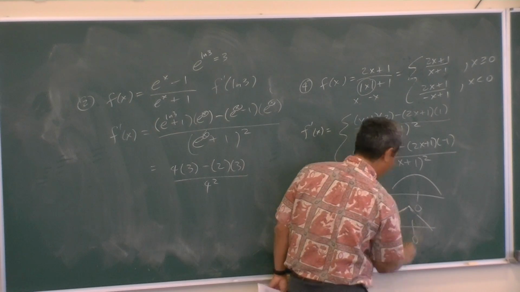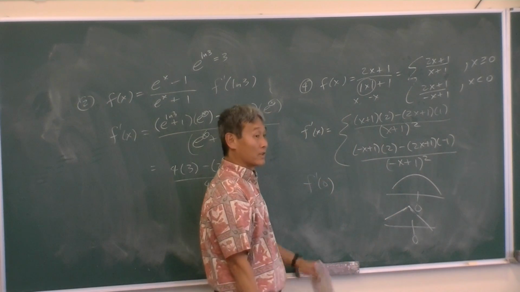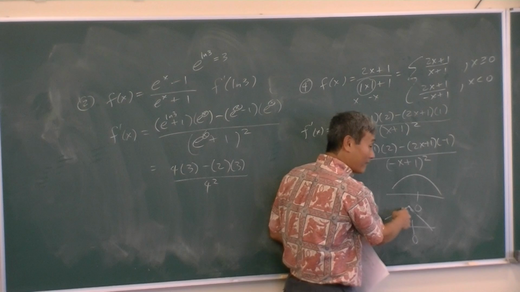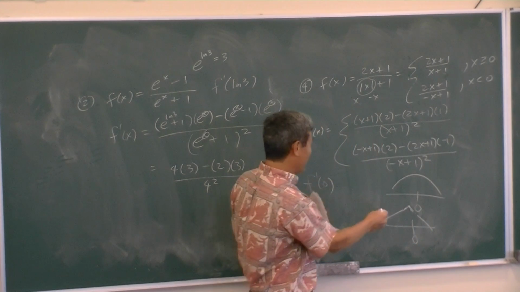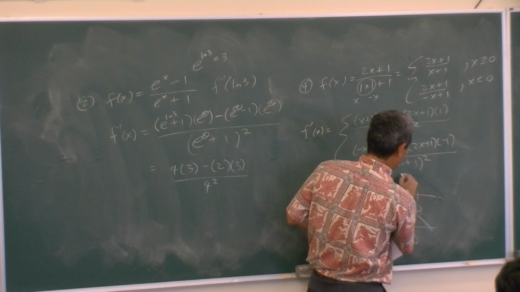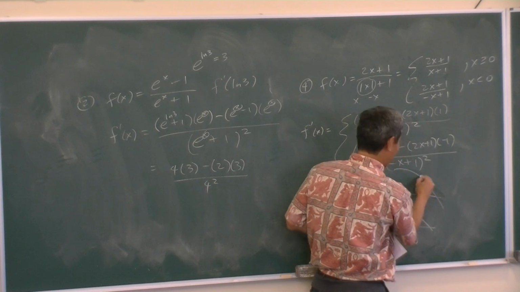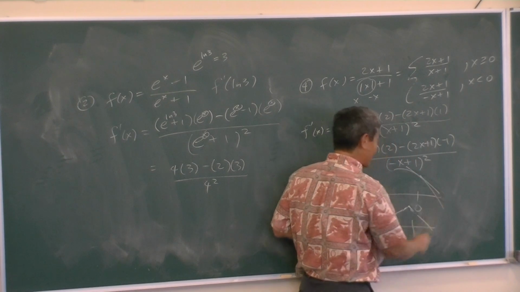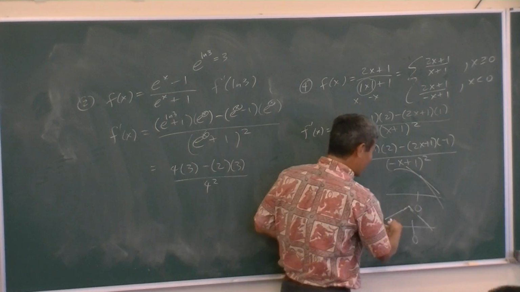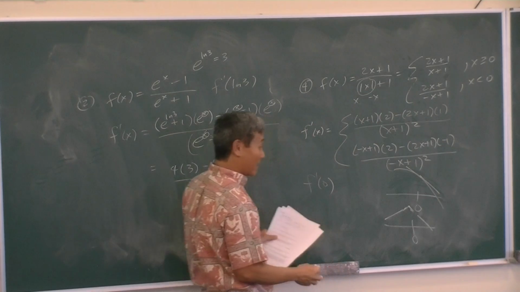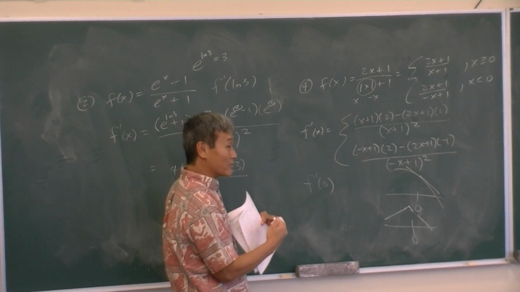You look at the derivative. You look at the slope on the left and the slope on the right. If the slope on the left and the slope on the right are the same, let's say something like that, then it's going to be smooth, right? But if the left-hand slope and the right-hand slope are not the same, then it's not going to be differentiable.